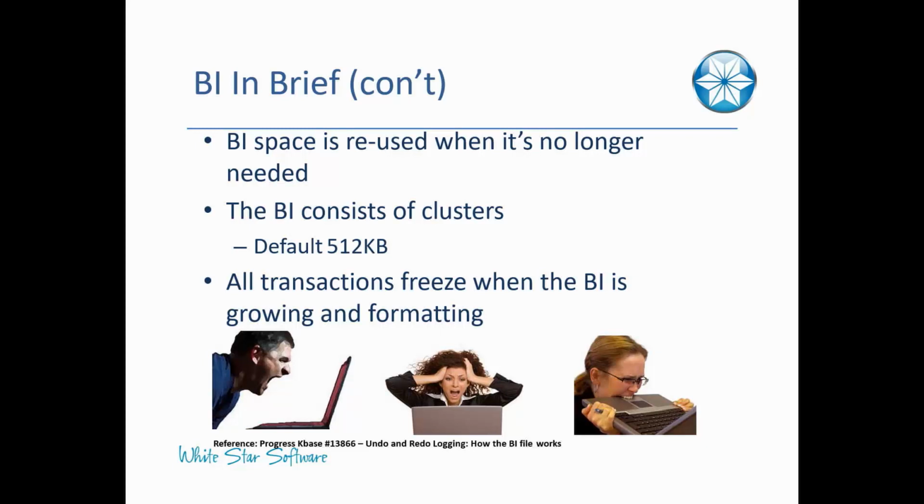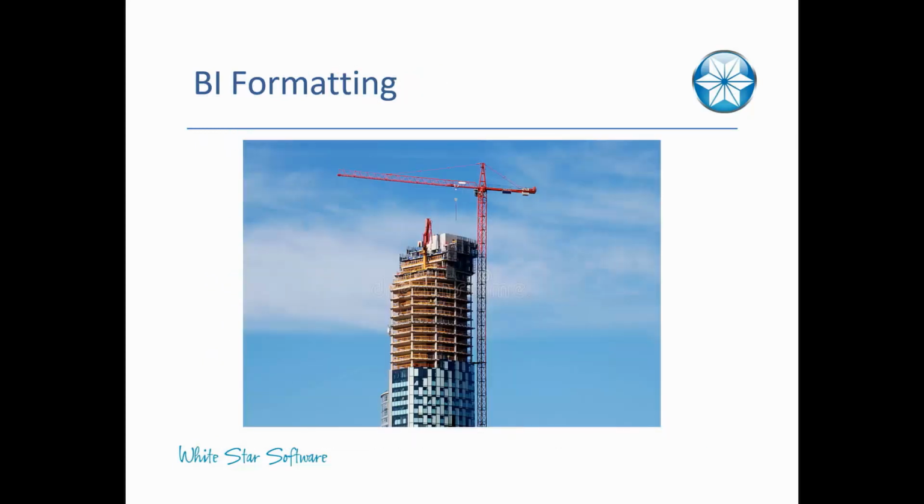And so basically every time the BI file grows, especially if it grows at something as small as half a meg, everything freezes until it finishes growing. So picture adding rooms to an unfinished building. You're not going to add your rooms and your furniture unless your building is fixed. So this is what needs to happen every time your BI has to grow.